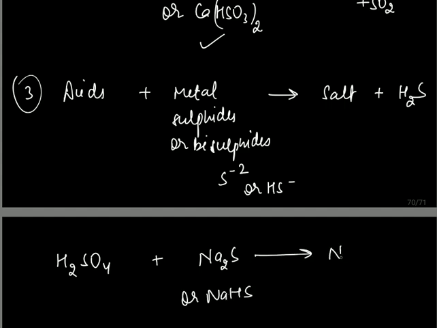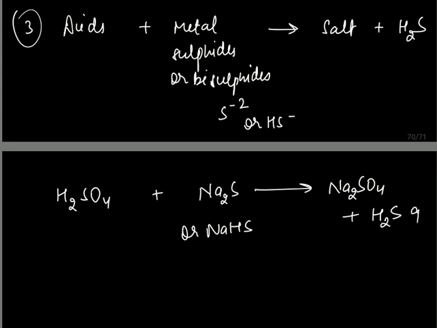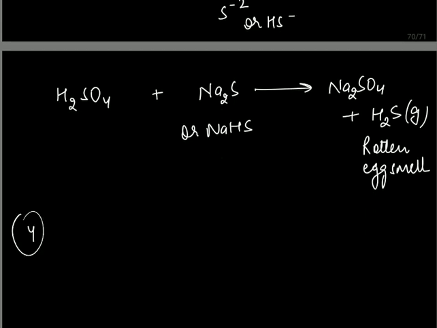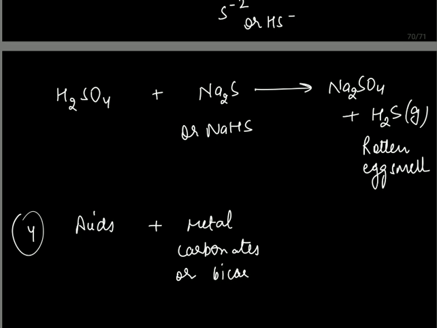So it will form Na2SO4, sodium sulfate, along with what? H2S. So H2S is a gas, it's a weak acid, and it has a characteristic rotten egg smell. So you can take multiple examples, at least if you remember the main reaction. Then we go to next, acids reacting with metal carbonates, or we can even take bicarbonates. So it's going to form salt, water, and carbon dioxide.